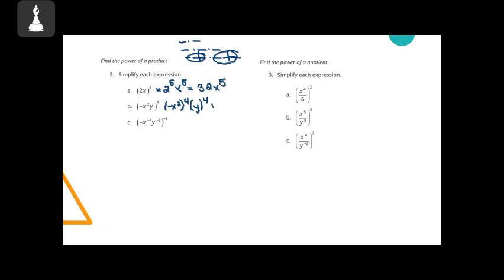Okay, so positive. X squared to the fourth, so power to a power means I'm going to multiply powers. So x is going to go to the eighth and y is going to go to the fourth.